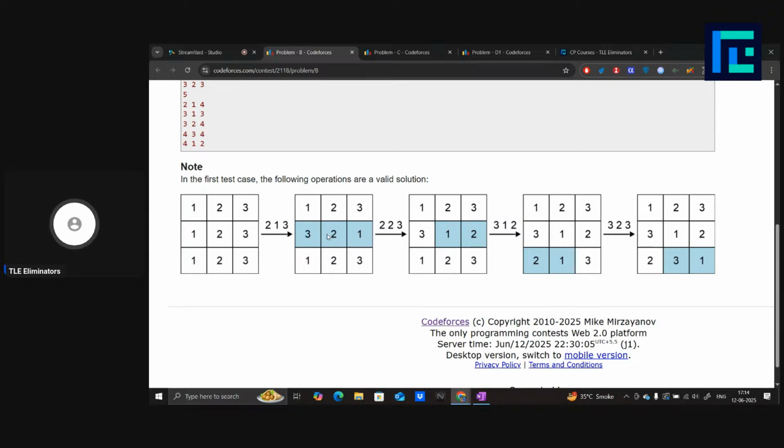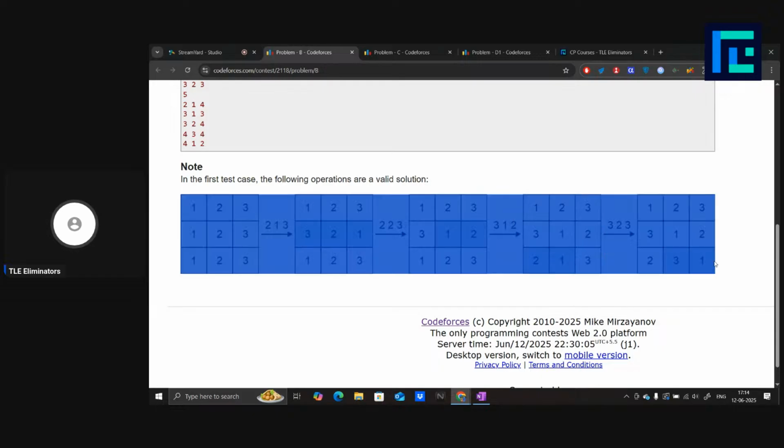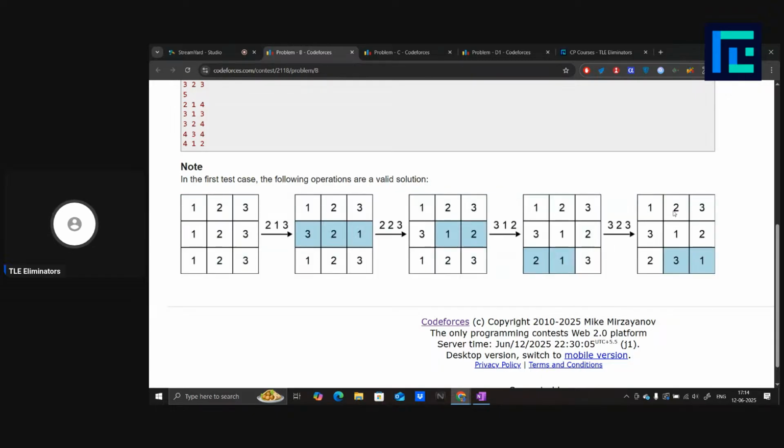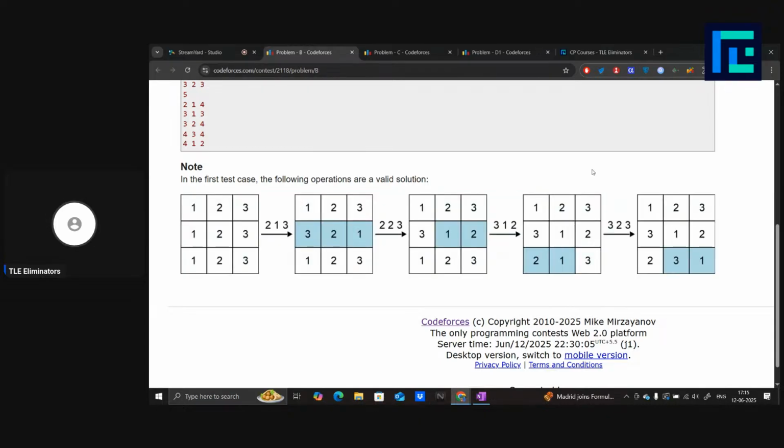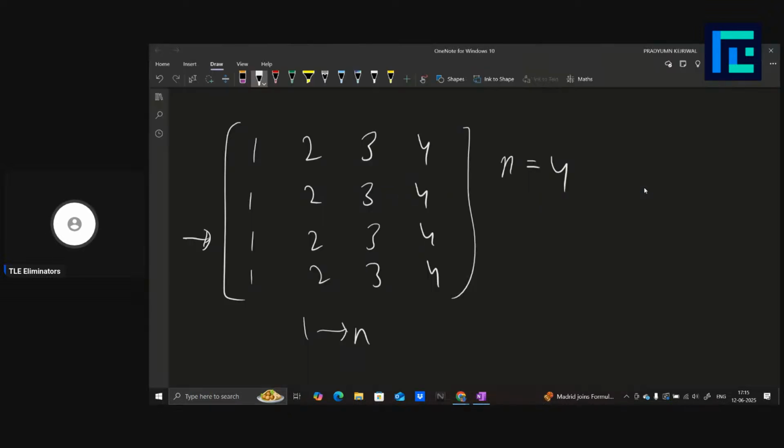Then they have reversed these from here to here, so it becomes 1 comma 2, and then they reverse the third row, 2 comma 1, and then they reversed this 1 comma 3, so it becomes 3 comma 1. Now as you can see, finally we have 1 3 2, 2 1 3, and 3 2 1. So in every column we have a permutation, which means that it is satisfied. In every column we have all the numbers from 1 to n, right?